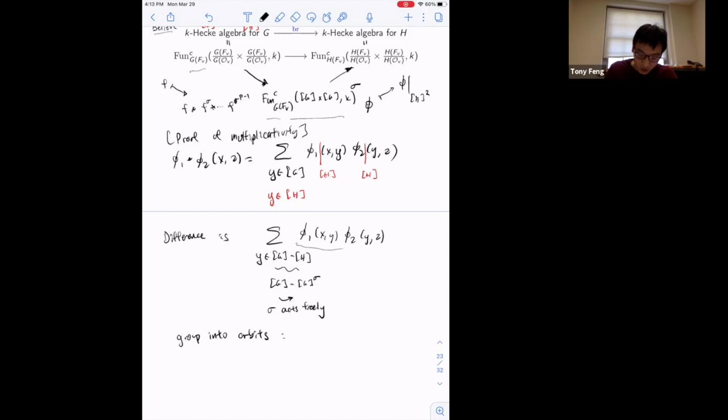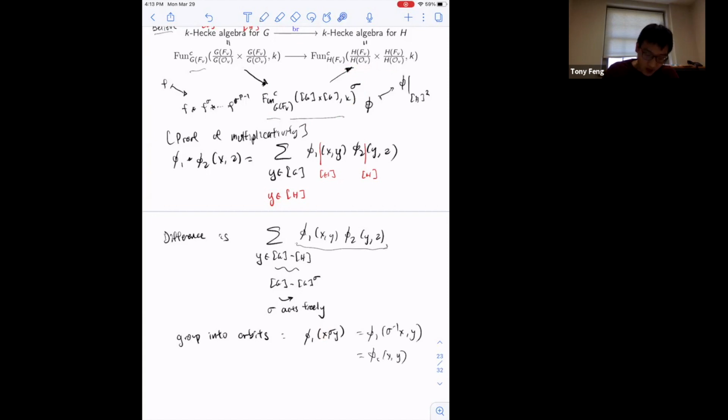And observe that the sum n is constant in an orbit under the action of sigma. That's because, for example, if I took phi of x comma sigma y, by the assumption that phi was invariant under the sigma action, that's the same as phi1 of sigma inverse x y. But actually, if you think about what we're doing, we're considering functions in here. So the x is inside H, and so it's fixed under the sigma action. So this is just the same as phi1 of x comma y.